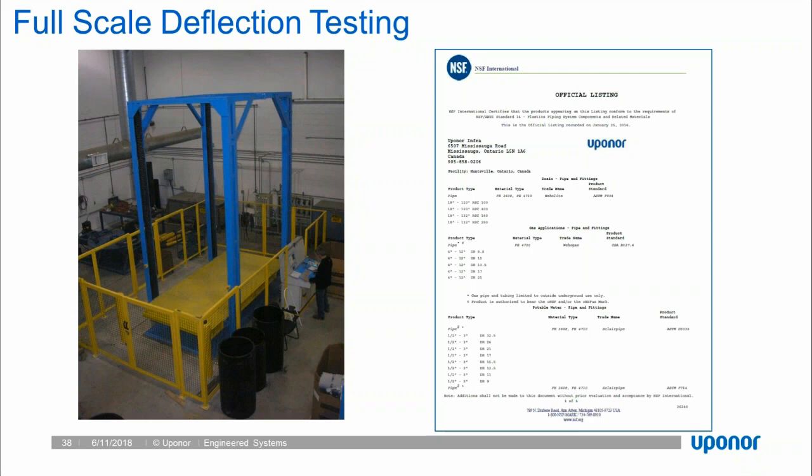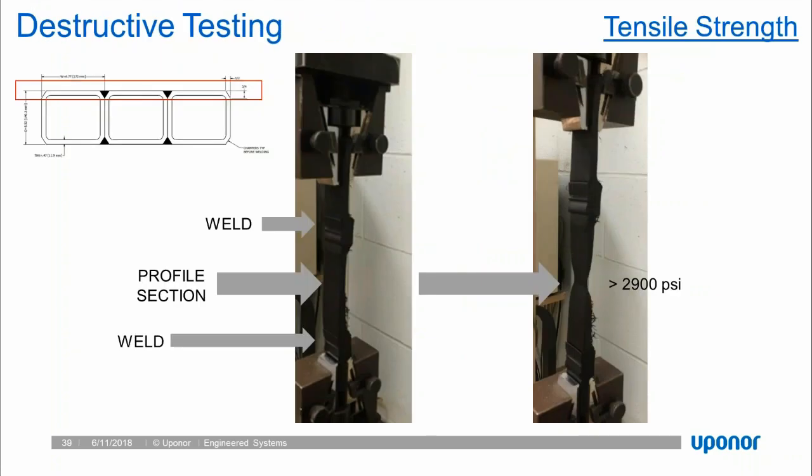We also perform full-scale deflection testing on all RSCs and diameters of Weholite that we produce, as well as our solid wall Sclairpipe. And we're one of the only manufacturers in North America that does full-scale deflection testing on all the materials we produce. And as we talked about earlier, we do destructive testing in the form of tensile strength testing for our systems.